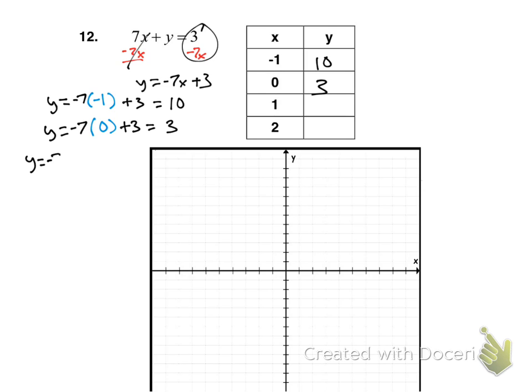y equals -7. Now instead of 0, let's plug in 1. All right, and add 3 to it. So -7 times 1 is -7. -7 plus 3, -4. And the last number, -7, and I'll be plugging in 2, and then add 3 to it. That means -7 times 2 is -14, plus 3 is -11.